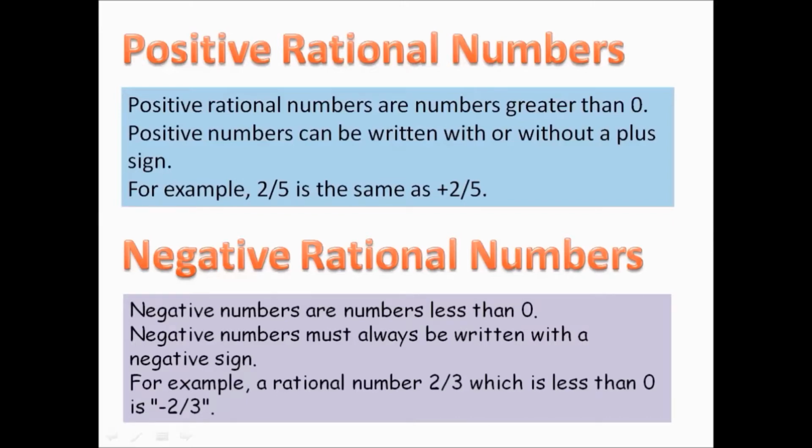Negative rational numbers are numbers less than 0. Negative numbers must always be written with a negative sign. The negative sign is compulsory. For example, a rational number 2 by 3 which is less than 0 is minus 2 by 3.